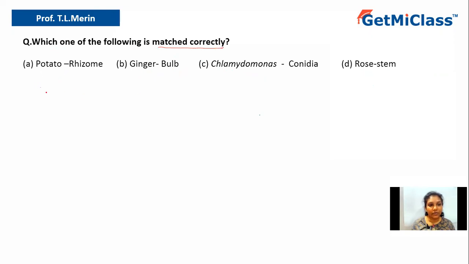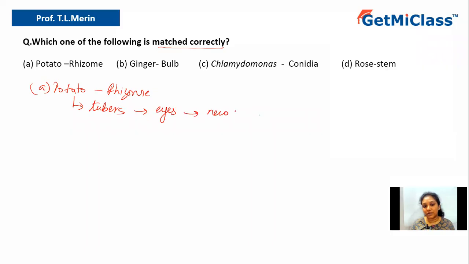Option A says potato, rhizome. So what are they talking about? In every case, they have given the plant as well as the structure which is used for vegetative propagation. But are they both matching? Let us see. Potato. They have given rhizome. But potato actually reproduces from tubers. These are nothing but modified stems, and they contain tiny structures called eyes, which will give rise to new plants. They don't reproduce by rhizome.